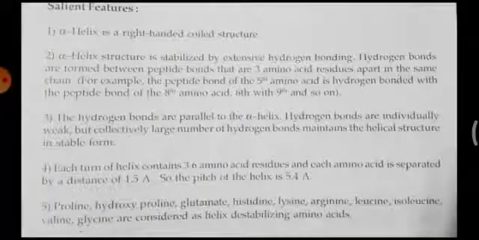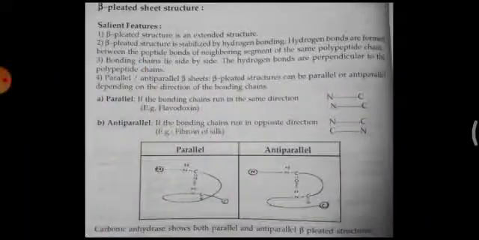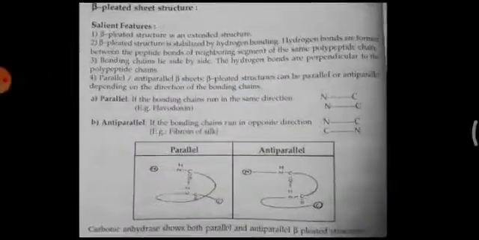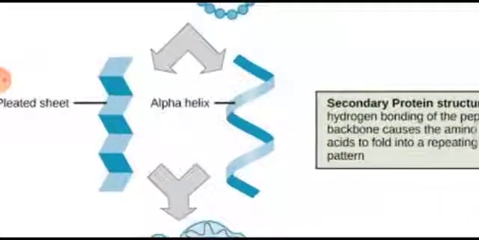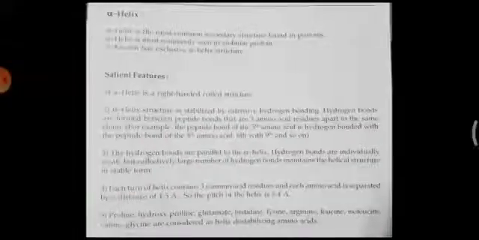Proline, hydroxyproline, glutamate, histidine, lysine, arginine, leucine, isoleucine, valine, glycine are considered as alpha helix destabilizing amino acids. Next is beta pleated sheet. So this is alpha helix, which you can see in the right side. Now in the left side, beta pleated sheet, that we are going to discuss now in detail.